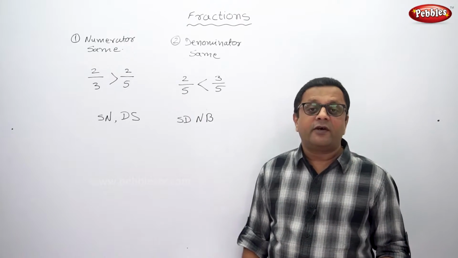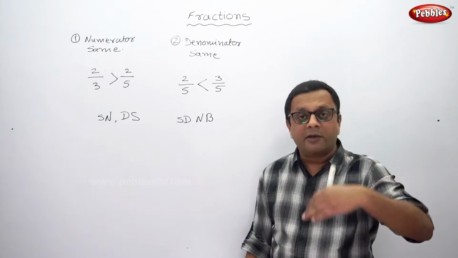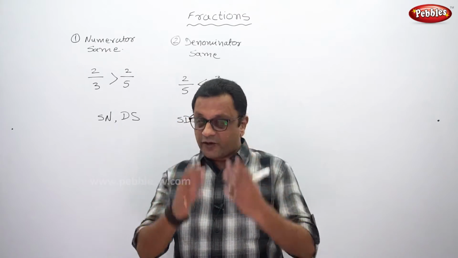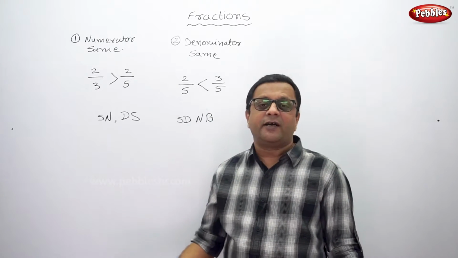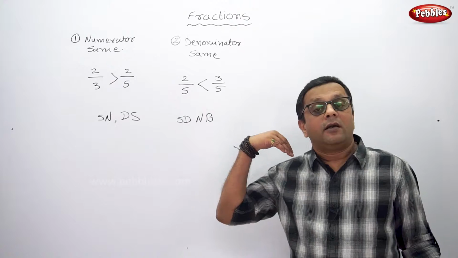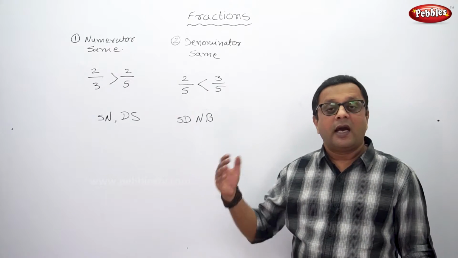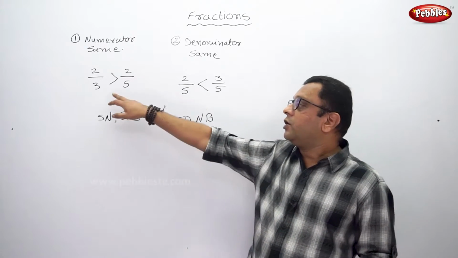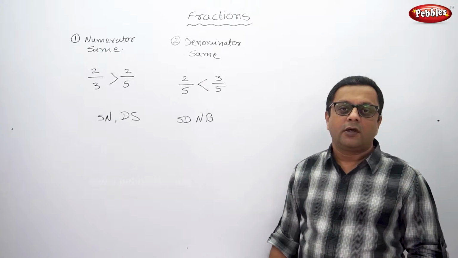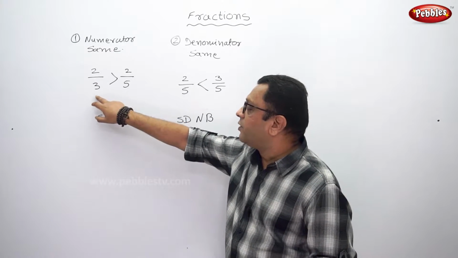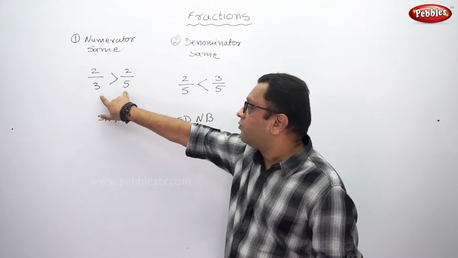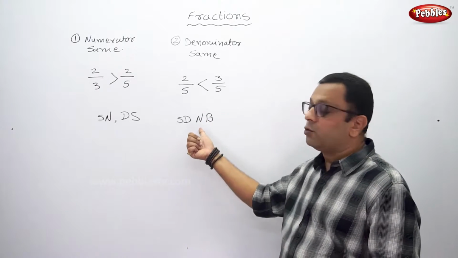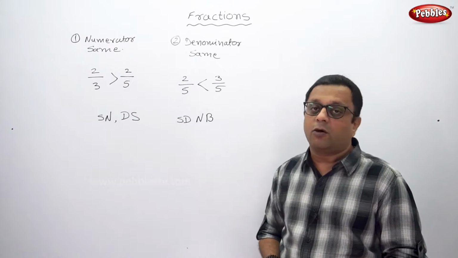But what will you do whenever the numerator and denominator are both different? It is very simple. First convert them to like fractions and then decide. You know how to convert them. Let us take the same example. First this is an unlike fraction. First we will convert this fraction to a like fraction, meaning the denominator is the same, and then we will apply this rule and see whether we get the same answer or not.